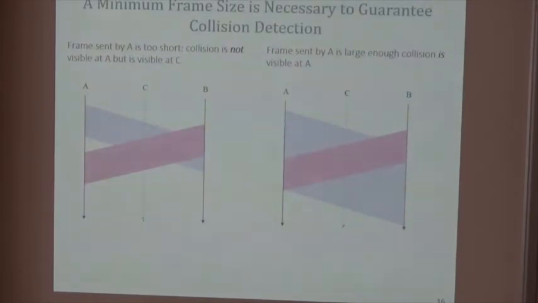A few peculiarities of this form of CSMA, called CSMA/CD, is that you need a minimum frame size to reliably detect the collision. Here is an example showing two cases where the packet size sent by A here is short compared to the round-trip propagation time. Then if that happens, it is quite possible that A is finished transmitting before A senses a packet sent by B, but this packet sent by B has caused a collision somewhere. Here it has caused a collision at point C, which is perhaps the destination. So if that happens, there is a collision that is not sensed by A.